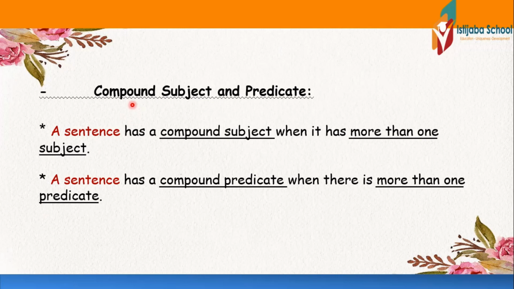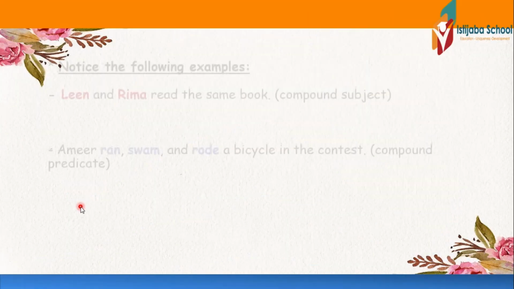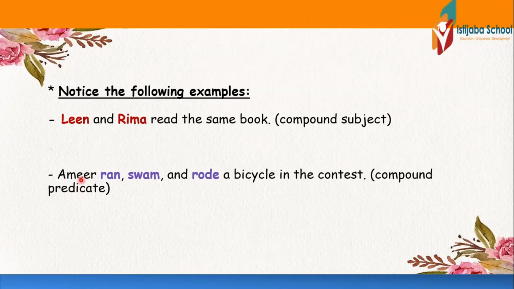The most important thing is to understand the word compound. So when I say that a sentence has a compound subject, that means I have more than one subject in a sentence. When I say a sentence has a compound predicate, that means I have more than one predicate. Let's start checking the examples.